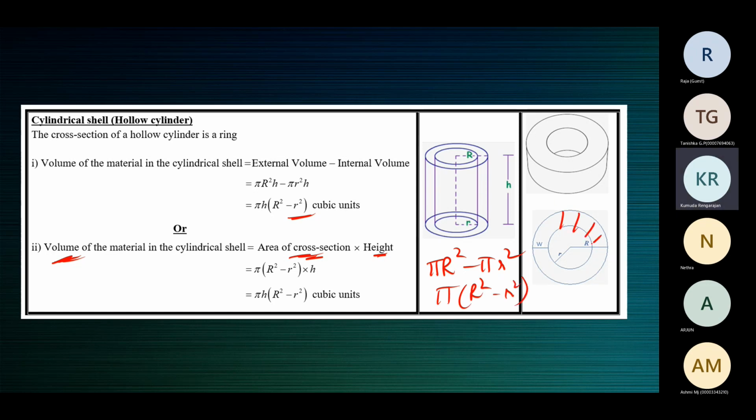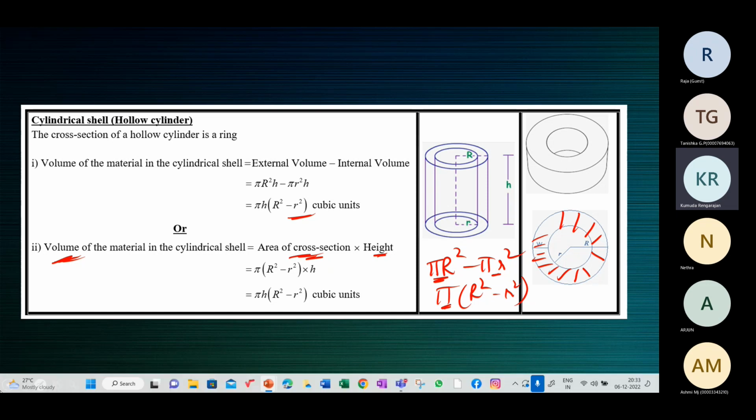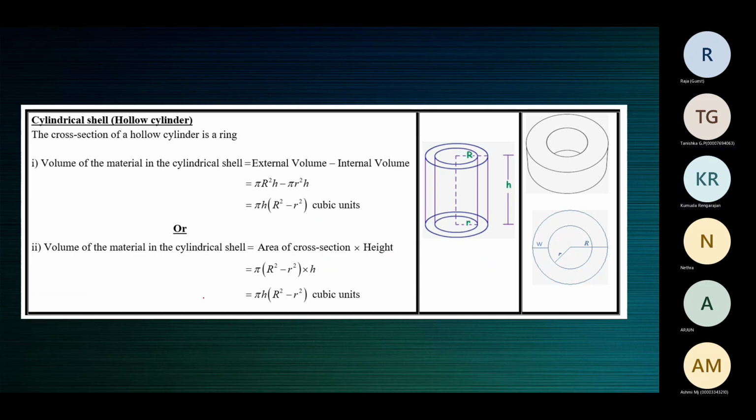Area of this portion is the area of the outer circle, pi capital R square, minus the area of the inner circle, pi small r square. So when you take pi common, it's pi into R square minus r square. So the area of the cross section, which is a ring, is pi into R square minus r square, into height h. So the volume is pi h into capital R square minus small r square cubic units. You can understand it either way. That's about a hollow cylinder.